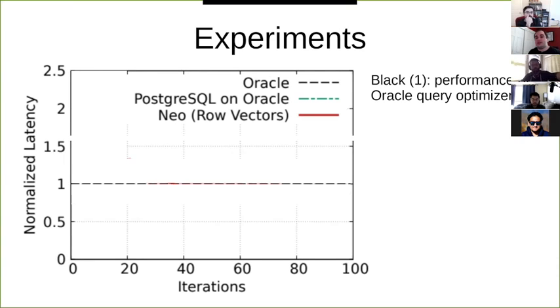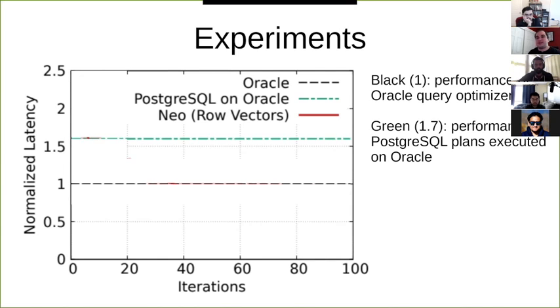So here we're looking at the Oracle DBMS. The black line at 1 represents the performance of Oracle, so it's normalized there. This green line represents the performance of the Postgres optimizer on the Oracle system. That means that you use the Postgres optimizer, you get a query plan, but then you execute it on the Oracle engine. And so approximately, if you use the Postgres optimizer, you get plans that are 70% slower, 70% worse than the Oracle optimizer.